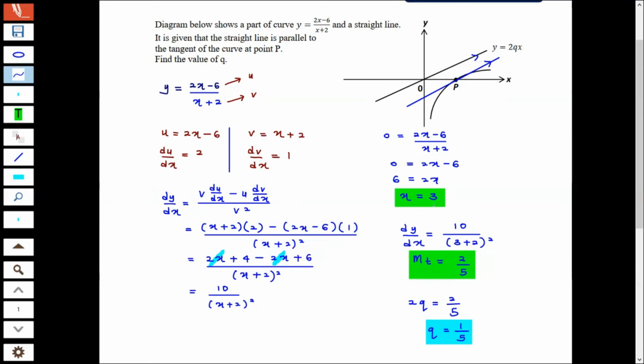So now I take this x equals 3 and put it inside this dy/dx so that I can get the gradient. So I get 2/5. This is the gradient of the tangent, the blue line. Since both are parallel, this gradient and this gradient are equal. So I take 2/5 equal with 2q, because the two gradients are equal due to being parallel. So I solve until I get the answer. Understand? So q is 1/5.